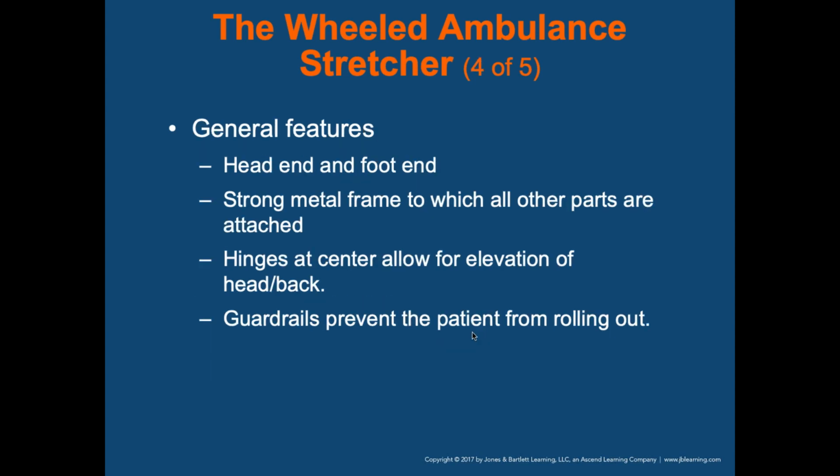Some general features: obviously there's a head end and a foot end. There's a strong metal frame to which all the parts are attached. It has a hinge at the center to allow for elevation of the back and the back of the head, so you can lift the head up and the head goes back down. There are also other devices that can even bend at the knees. Guardrails prevent the patient from rolling out. They have the metal guardrails, and some of the newer Strykers have hard plastic ones that they call wings now, so they can support a wider patient as well. A lot of things have changed over the years.